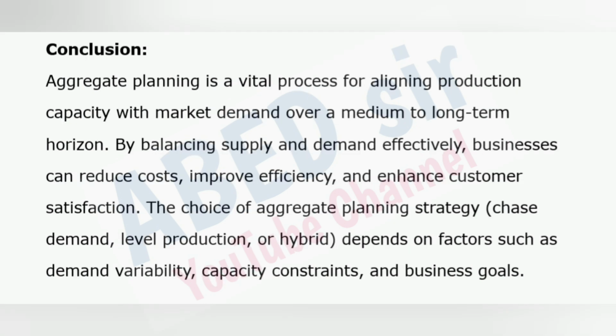Conclusion. Aggregate planning is a vital process for aligning production capacity with market demand over a medium to long-term horizon. By balancing supply and demand effectively, businesses can reduce costs, improve efficiency, and enhance customer satisfaction. The choice of aggregate planning strategy, chase demand, level production, or hybrid depends on factors such as demand variability, capacity constraints, and business goals.